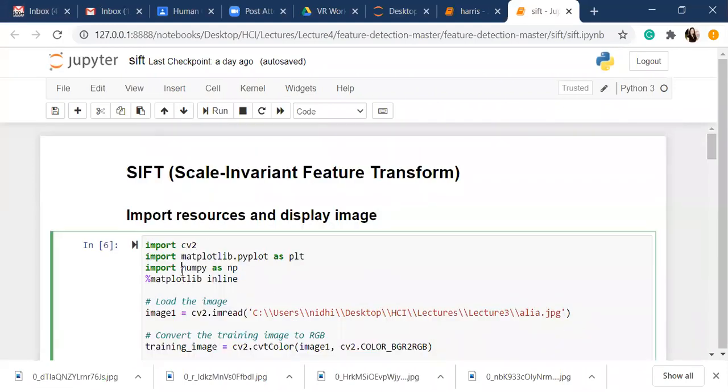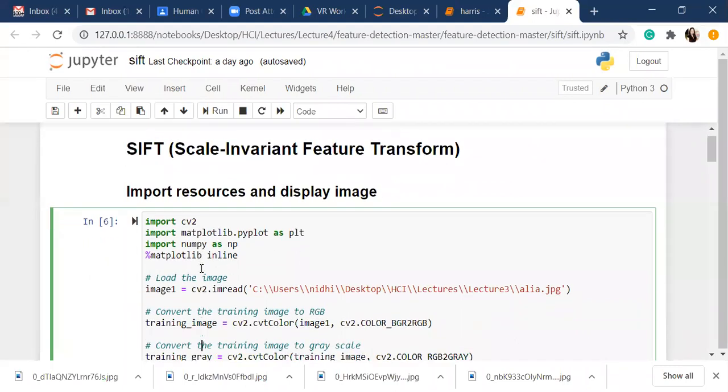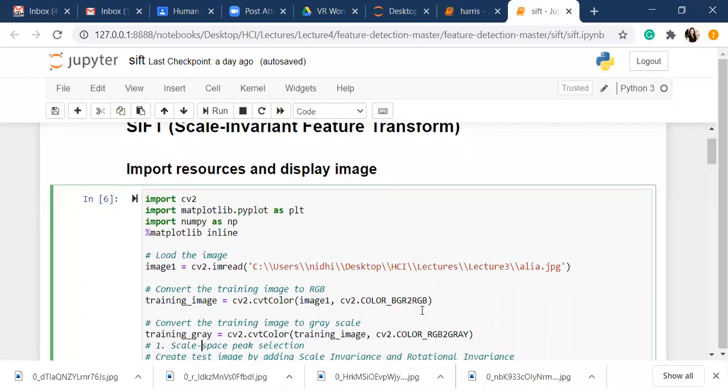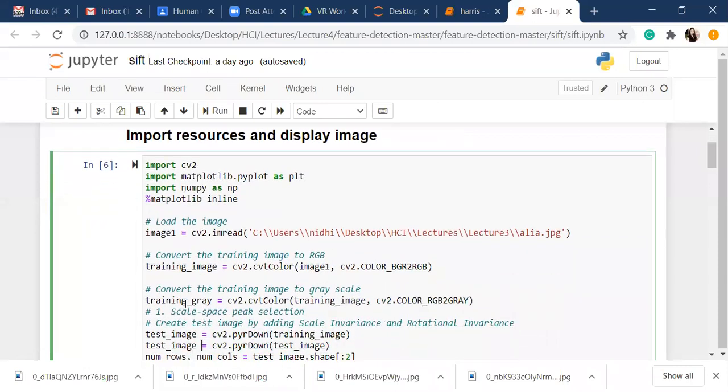So again, I am using cv2 for OpenCV and Matplotlib for plotting the images, and I am reading the Alia Bhatt image. Then I am using the training image and the testing image. My training image is the original one, in the RGB format. Again, I am converting it for processing: I convert my Alia Bhatt image into gray and indicate it with the object name training gray.